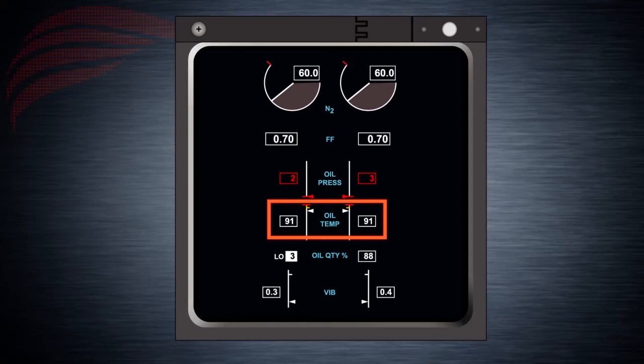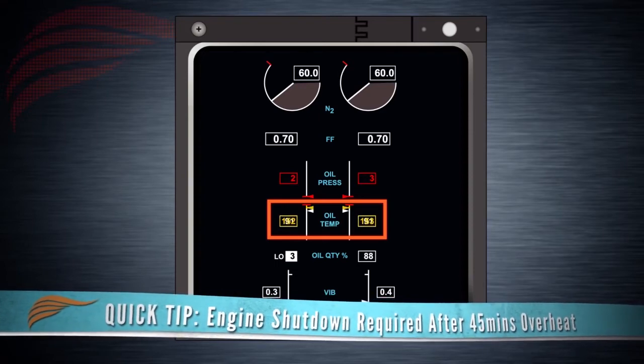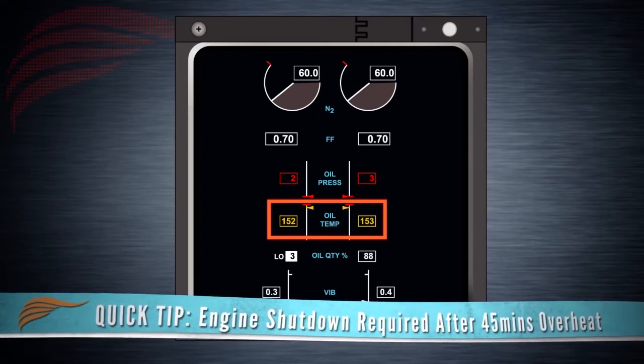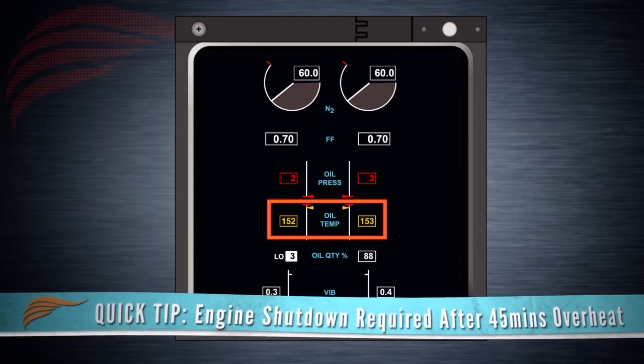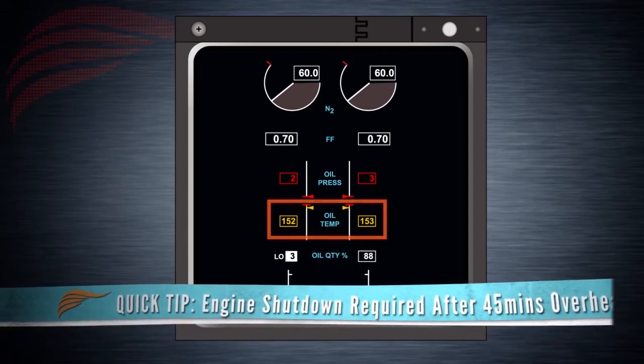The oil temperature indicators show engine oil temperature in degrees Celsius. It's measured using 2 sensors at different points that average out the readings and deliver one oil temperature indication. Oil temperature indicators also have color bands that have the same color meanings as the oil pressure indicators. If oil temperature stays in the amber color band for more than 45 minutes, the engine must be shut down, provided all other solutions have not been successful.